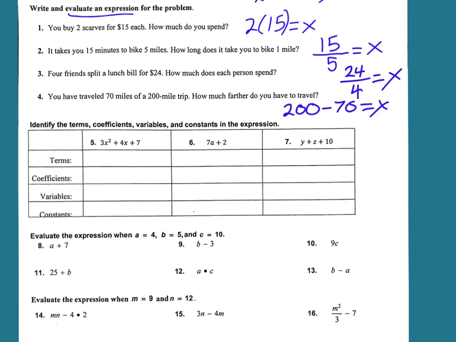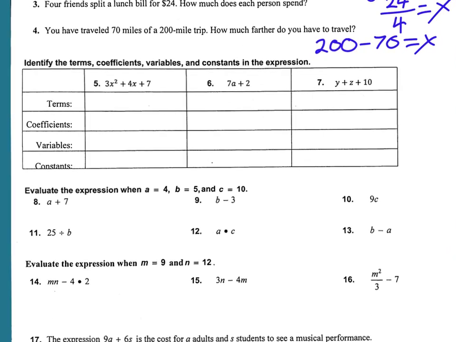Okay. Now, this is where you're going to want to use your journal to do the next part of this assignment, because we have to identify some coefficients, terms, variables, and constants. So remember, our terms on this one would be 3x squared, comma, 4x, comma, 7. The coefficients would be 3x squared and 4x. And our variables would be X, because there's no other ones. And our constants would be 7. Okay? Give number 6 and number 7 a try and see what you come up with.